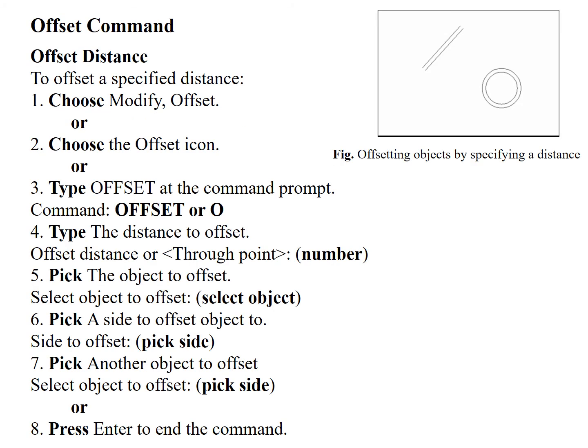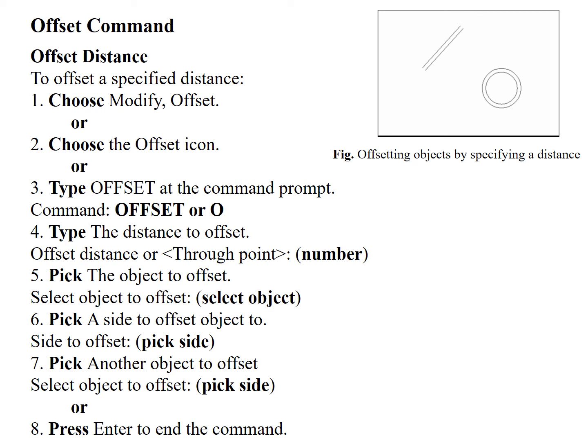For that purpose, you need to choose Modify, Offset, or choose the offset icon directly, or type offset in the command prompt, or the shortcut key is O. Type the distance to offset, pick the object to offset, pick a side to offset, then pick another object to offset, select object to offset, and press Enter to end the command.